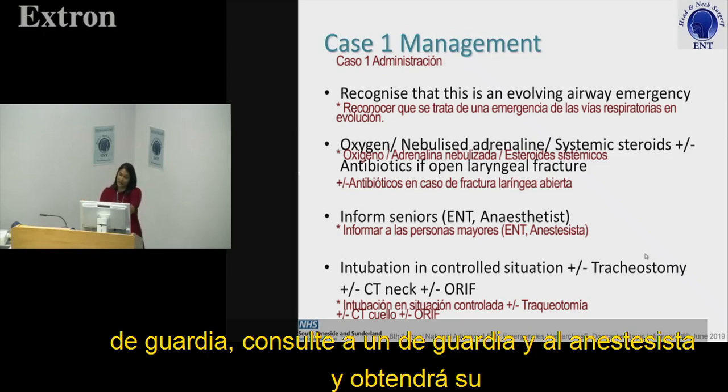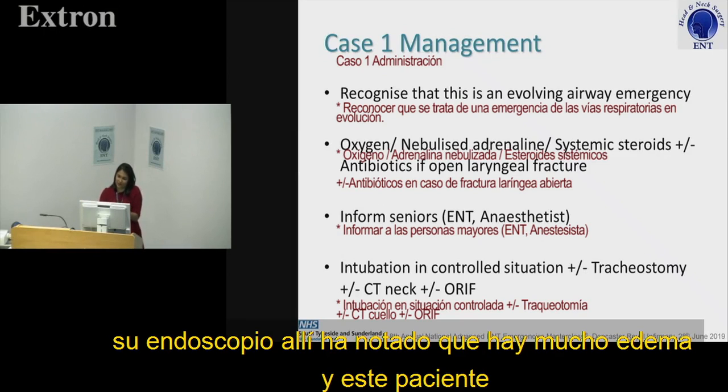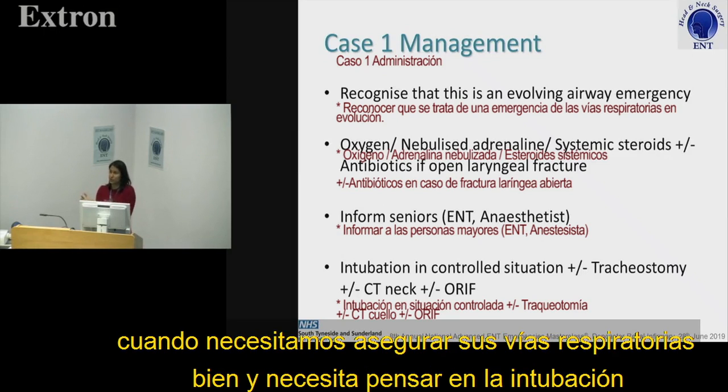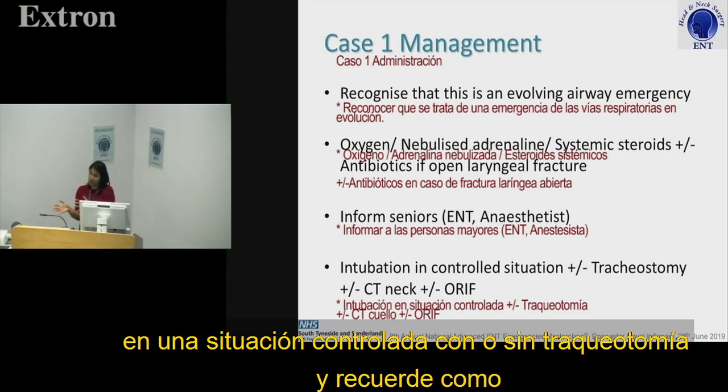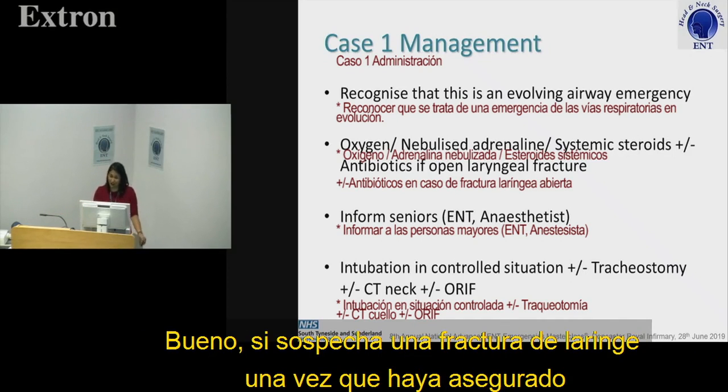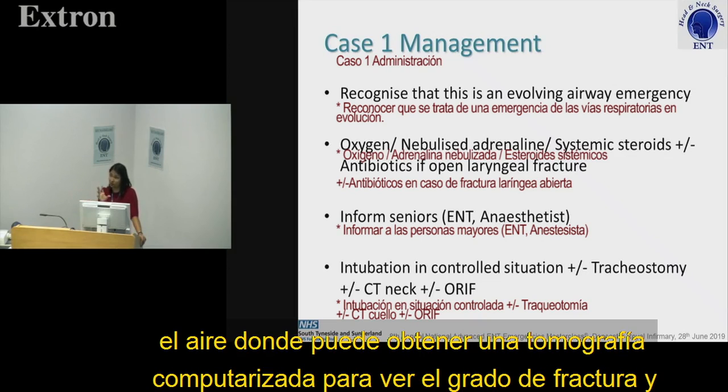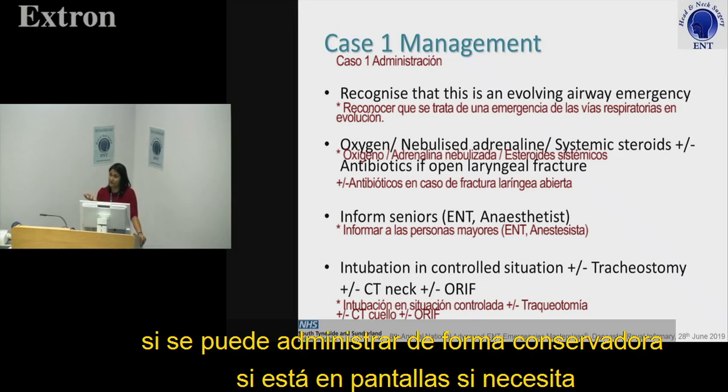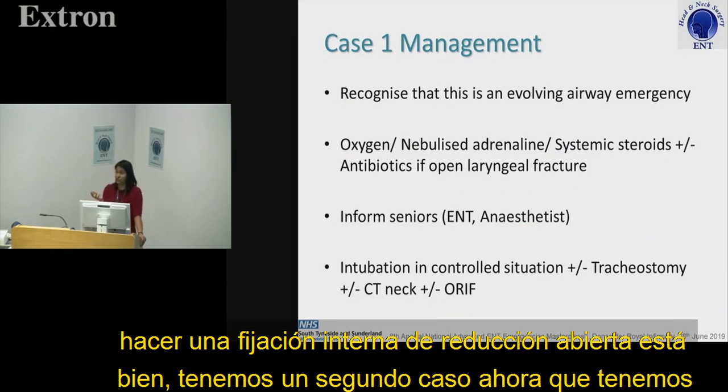And you get your scope there. You've noted that there's a lot of edema, and this patient, we need to secure their airway, okay? And you need to think about intubation in a controlled situation with or without a tracheostomy. And remember as well that if you're suspecting a laryngeal fracture, once you've secured the airway, you can get a CT scan to look at the degree of fracture and whether it can be managed conservatively. If it's displaced, whether you need to do an open reduction internal fixation.